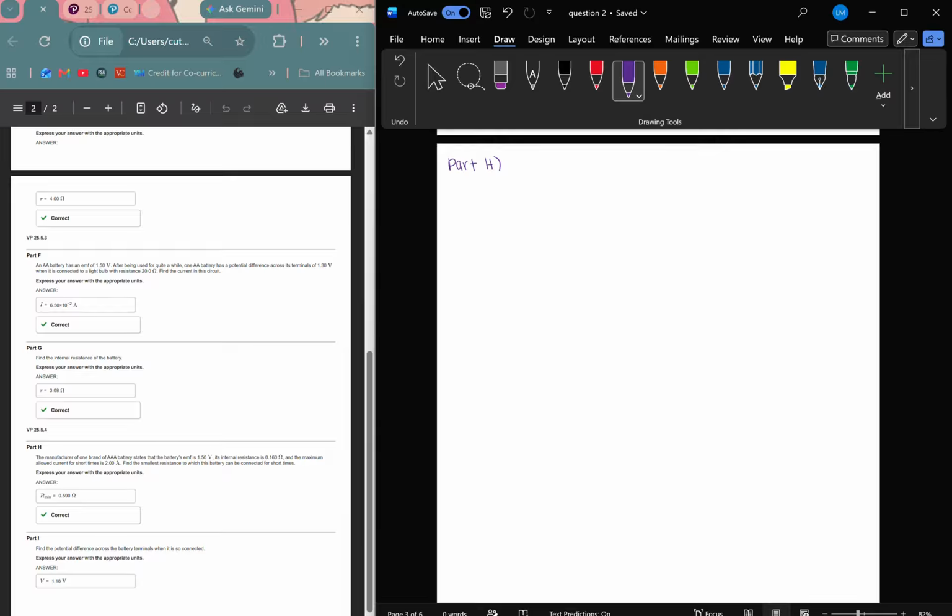So for this question, it's asking for the smallest external resistance that can be safely connected for short times, basically. So basically, I'm going to write down everything that was given.